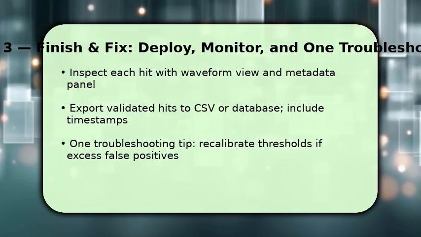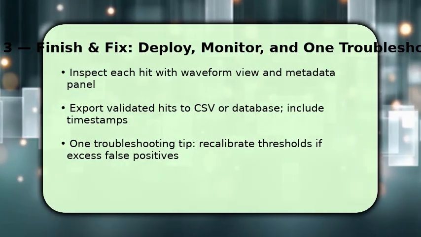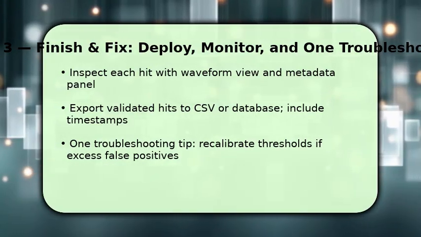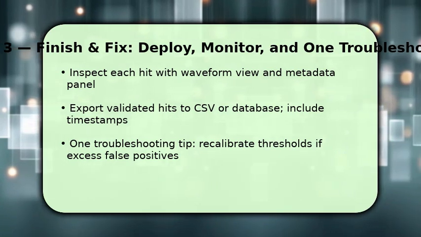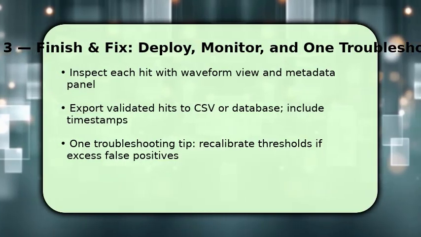If you encounter too many false positives, recalibrate thresholds and rerun the filtered search. Conversely, relax sensitivity if you miss true events. Make sure to document the final preset so future searches are identical.